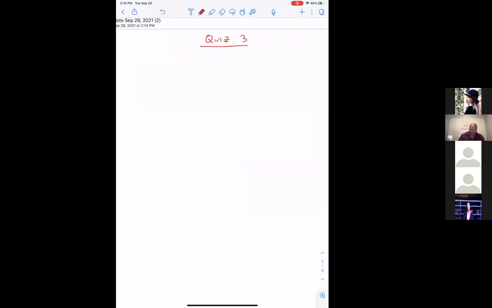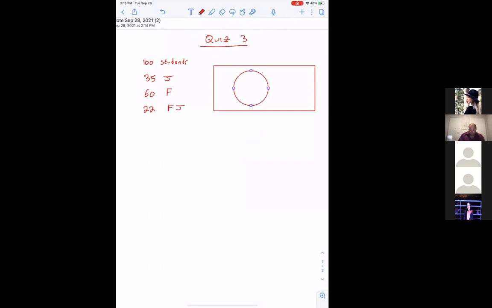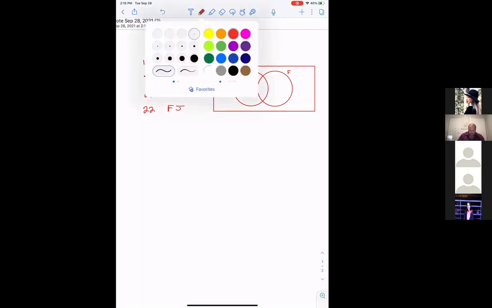It says here, in a group of 100 students, 35 are juniors, 60 are female, and 22 are female juniors. So what I like to do, and the second question actually requires you to do it as part of the assignment, this one does not, but it's a good idea anyway, is to make a Venn diagram. We have the circle that represents the juniors, and the circle that represents the females.